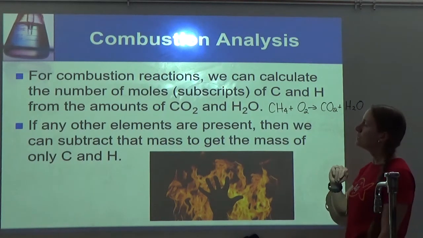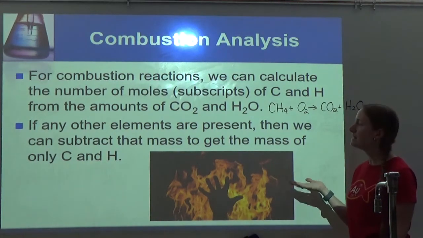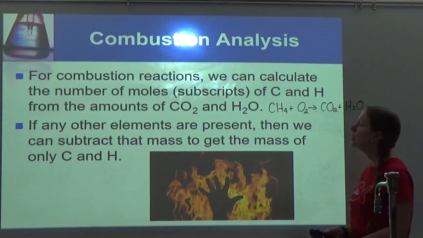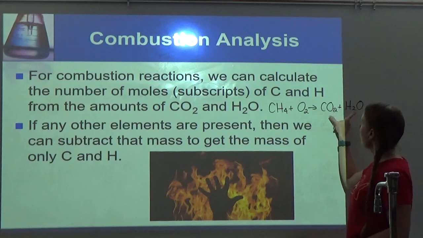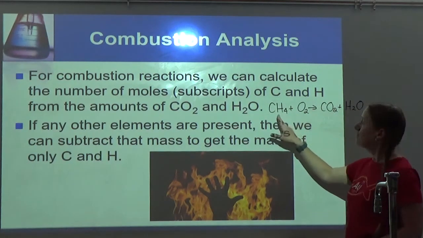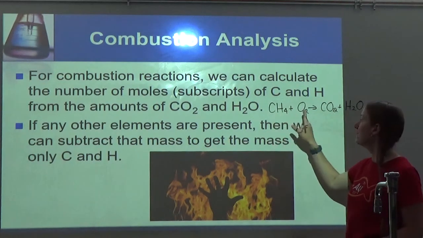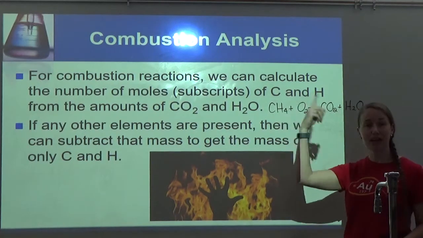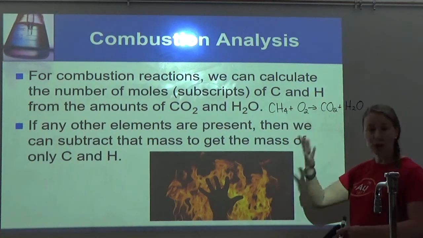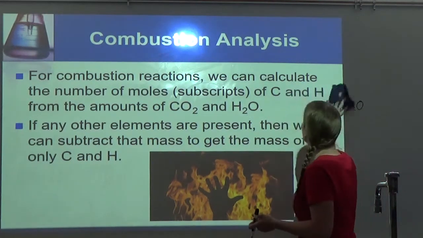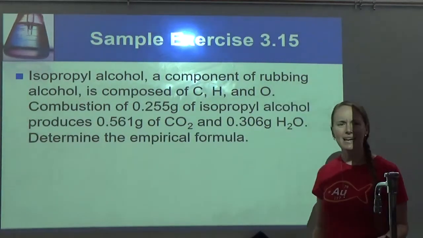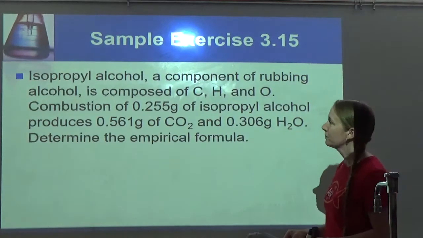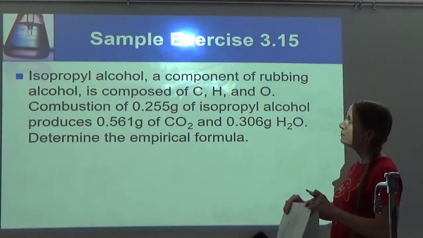If any other elements are present, then we can subtract that mass and get the mass of only C and H. So really the only thing we have to focus on is the fact that all of the mass of CO2 and H2O isn't coming from just the hydrocarbon, it is also bonding with oxygen in the air. So we will need to subtract that part out, but I'll show you how to do that. Okay, so this first one you probably aren't going to want to try on your own unless I got to this in Honors. So, first sample exercise.